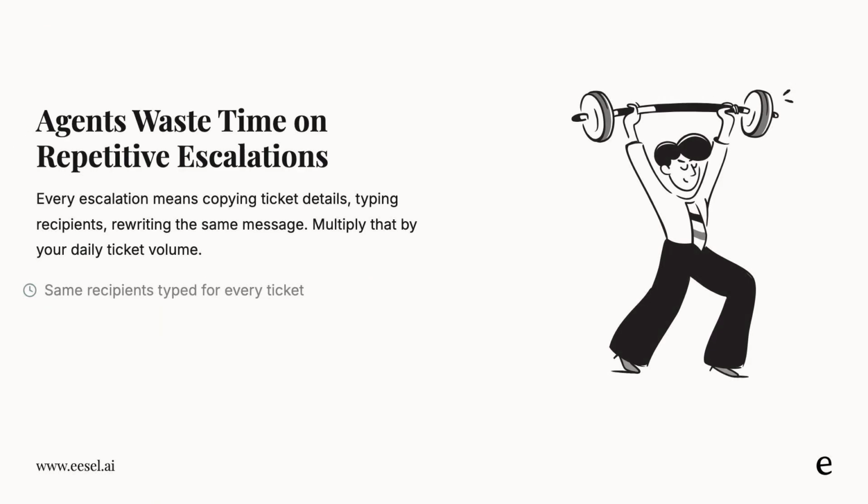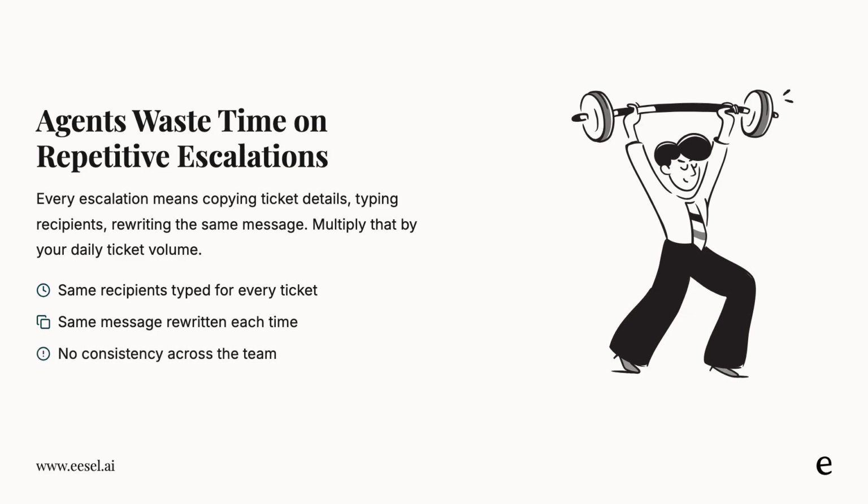Think about how many times your team contacts the same engineering inbox or the same billing team each day. Every one of those interactions means finding the right email, writing context from scratch, and hoping the format is consistent. That is the problem macros solve.